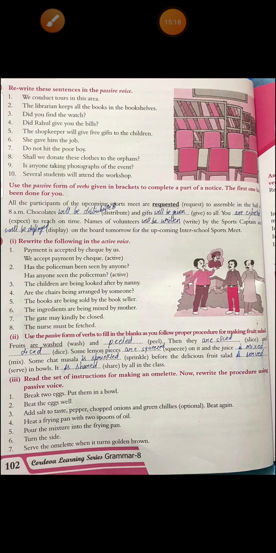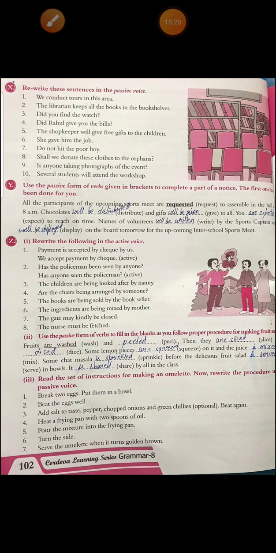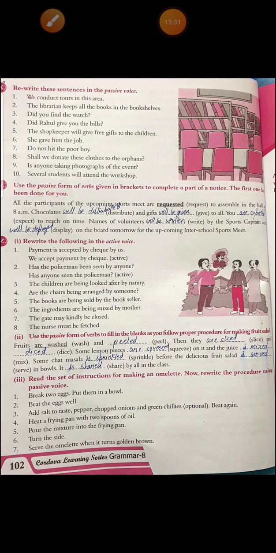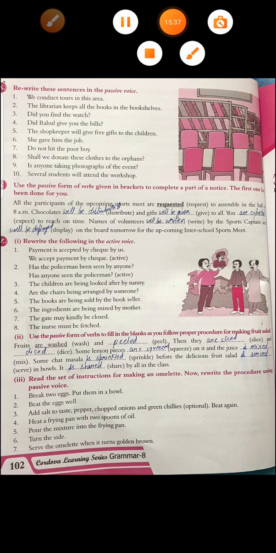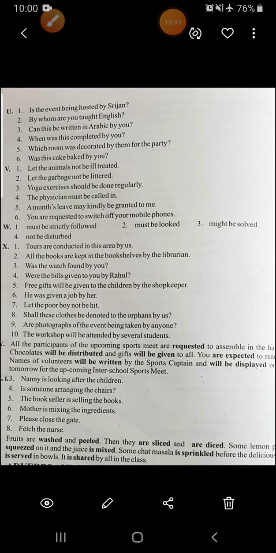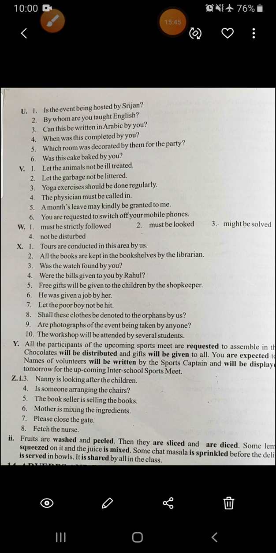Okay. Now, I'll show you the answers of exercise X and Z together. See it, and this finishes our course of UT2. Please, students, do all the exercises properly and do your paper well. Now, let's see the answers. See the answers. Pause your video and write all the answers correctly.